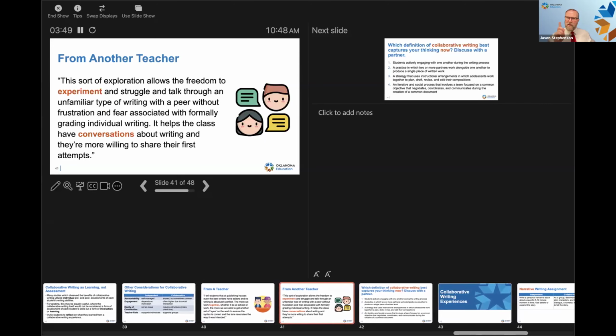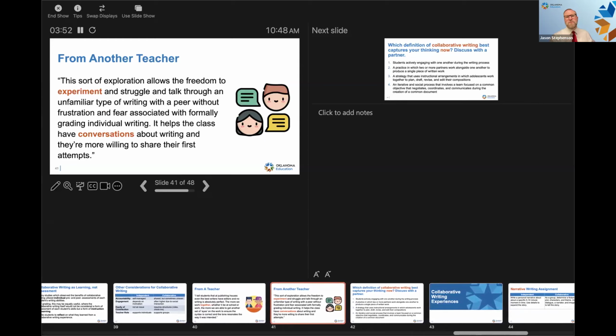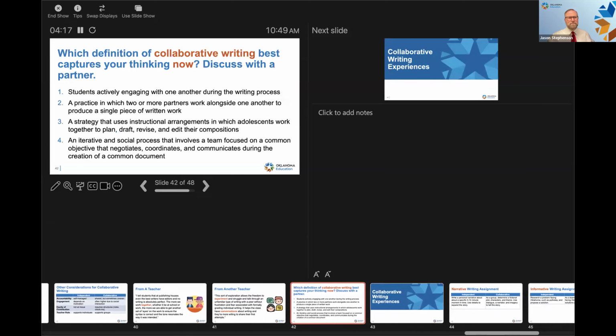And then one other quote from a teacher: this sort of exploration allows the freedom to experiment and struggle and talk through an unfamiliar type of writing with a peer without frustration and fear associated with formally grading individual writing. It helps the class have conversations about writing, and they're more willing to share their first attempts. So teachers who have used collaborative writing see its benefits for sure.